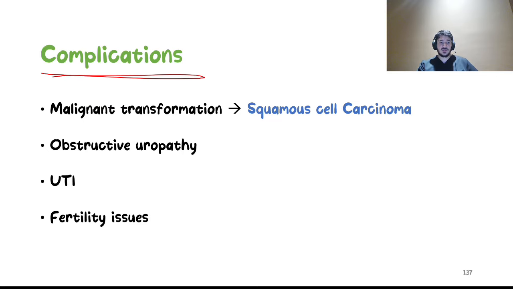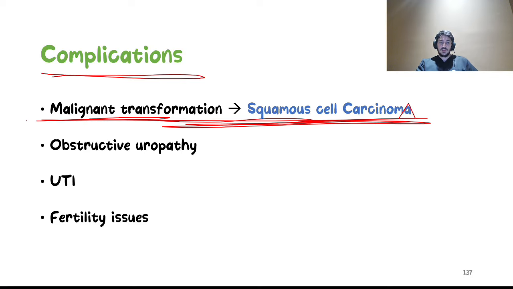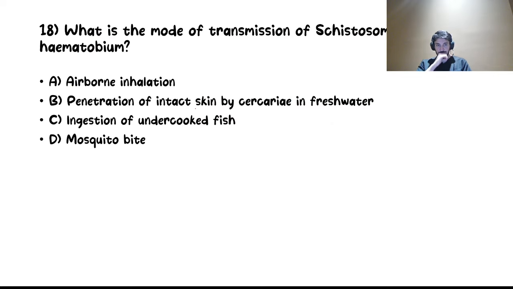What are some of the complications? Again, very important to remember, squamous cell carcinoma. Malignant transformation happens because of chronic inflammation, leading to squamous cell carcinoma.